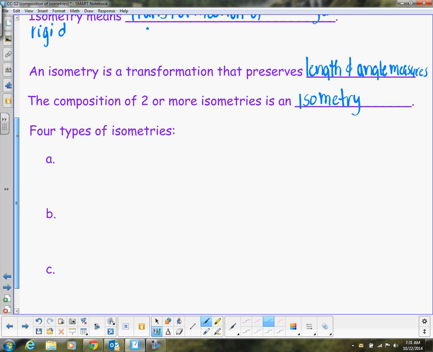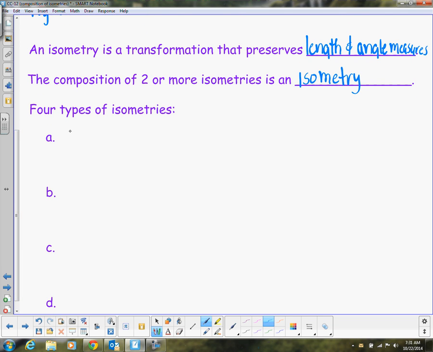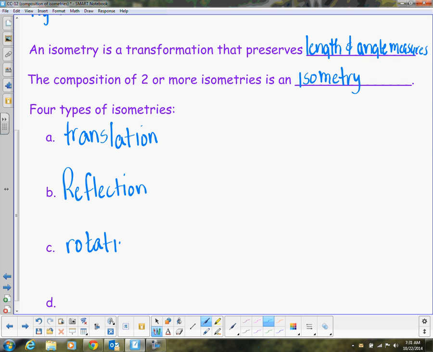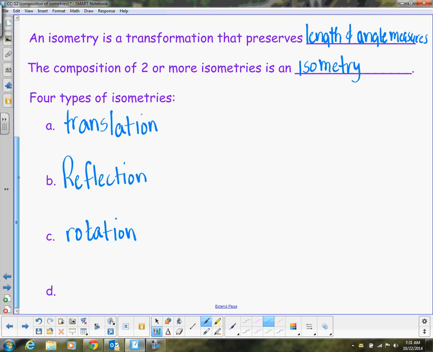All right, who can name one isometry? Translation. Okay. Another one. Reflection, with a capital R, right? Okay. And then we've got rotation with a lowercase r. And one we have not, but we're going to look at today, is called a glide reflection. So a glide reflection is a composite. It's made up of a reflection.